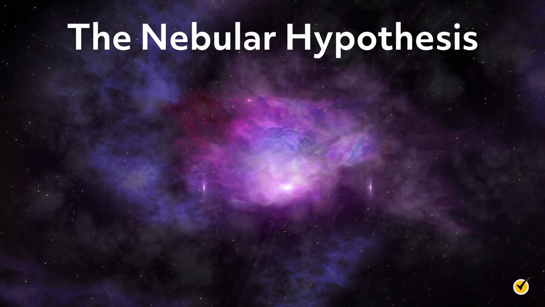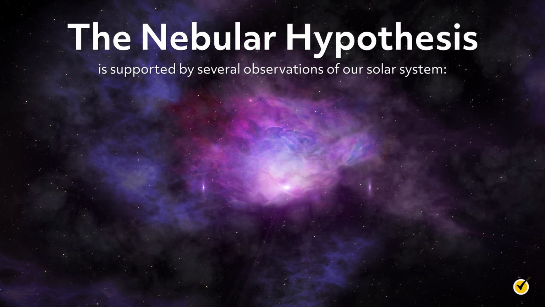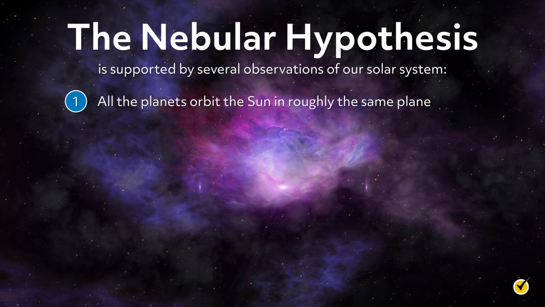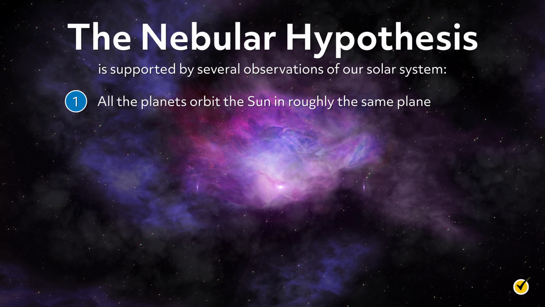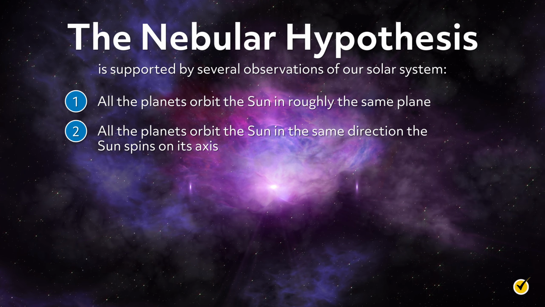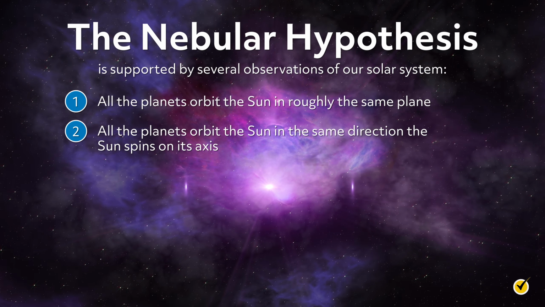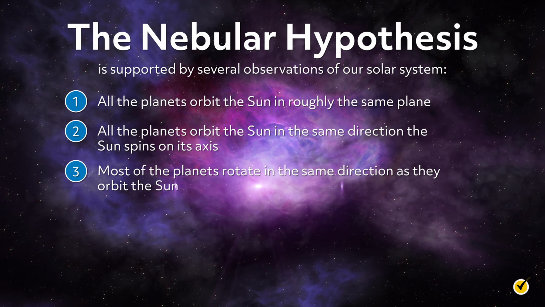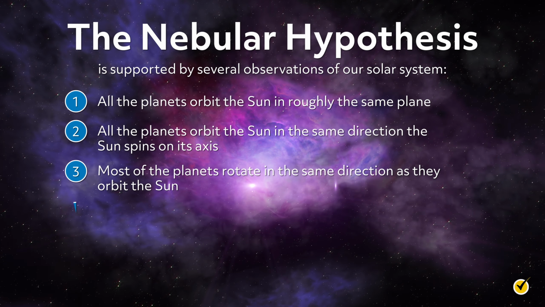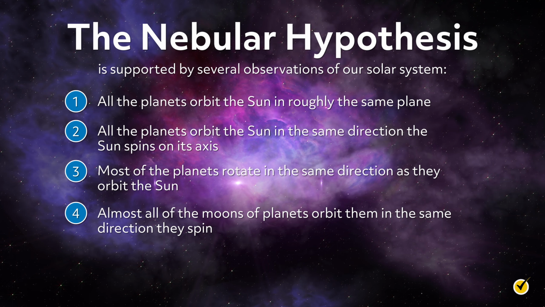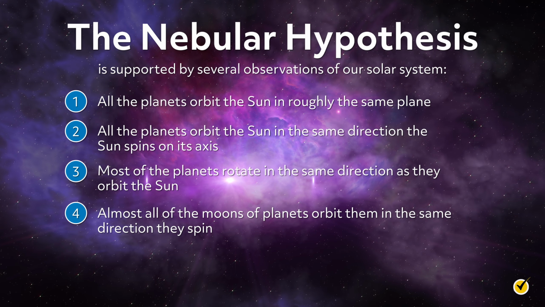The nebular hypothesis is supported by several observations of our solar system. All the planets orbit the Sun in roughly the same plane. All the planets orbit the Sun in the same direction the Sun spins on its axis. Most of the planets rotate in the same direction as they orbit the Sun. Almost all of the moons of the planets orbit them in the same direction they spin.